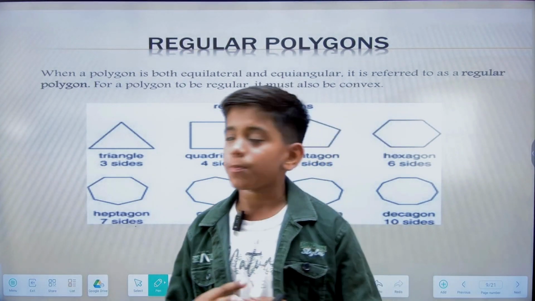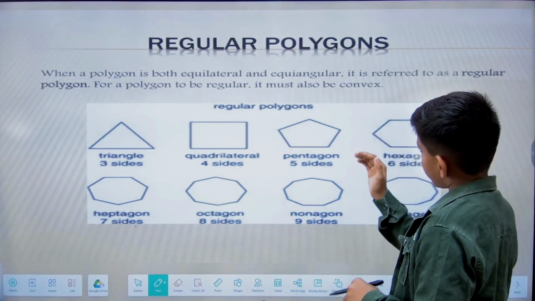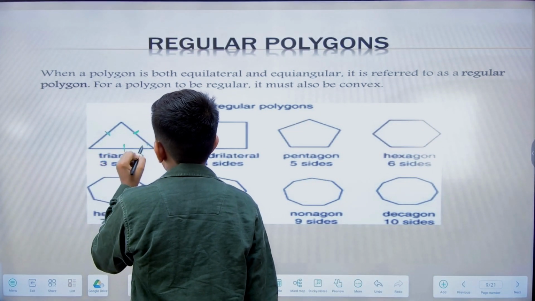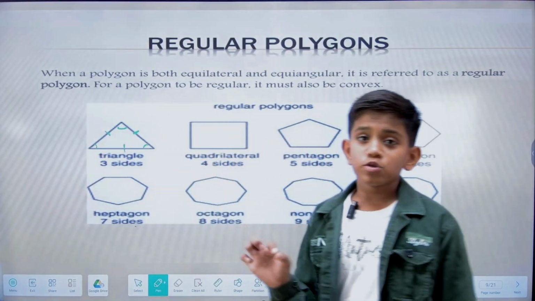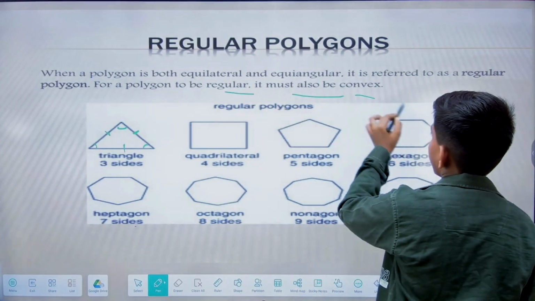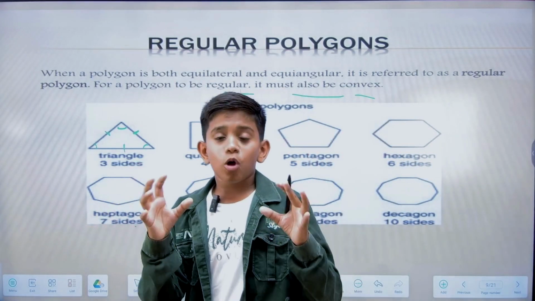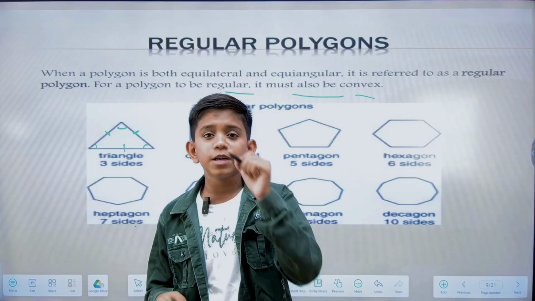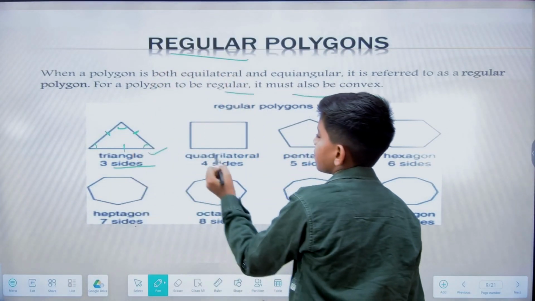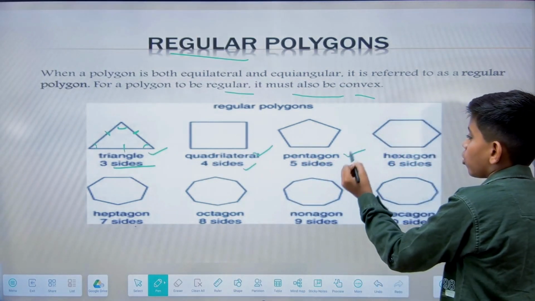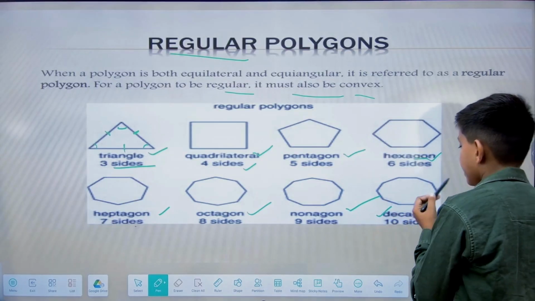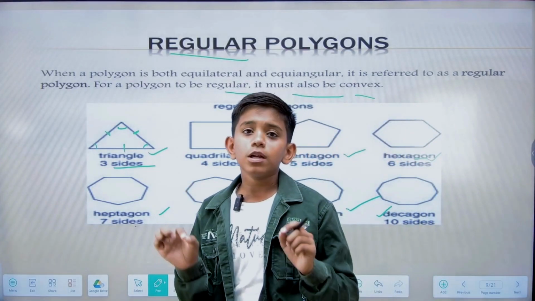Now what are regular polygons? When the polygon is both equilateral and equiangular, means the sides of the polygon are equal and also the angles of the polygon are equal, it is known as a regular polygon. For a polygon to be regular, it must be convex, means all the diagonals of that polygon should lie inside the polygon. A triangle which has 3 sides is a regular polygon. Quadrilateral with 4 sides, pentagon, hexagon, heptagon, octagon, nonagon and decagon are regular polygons.